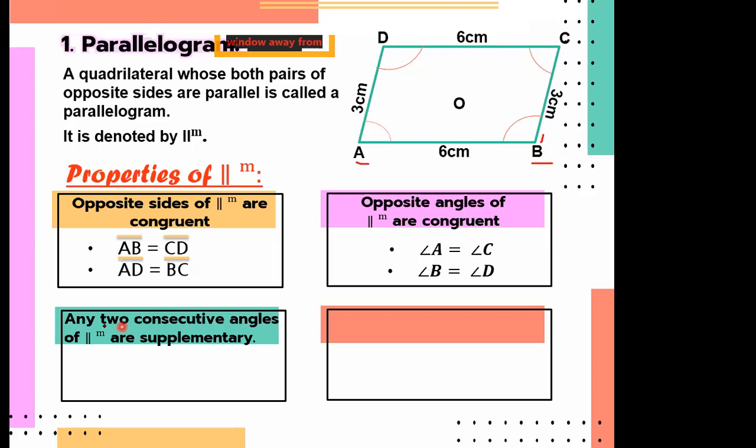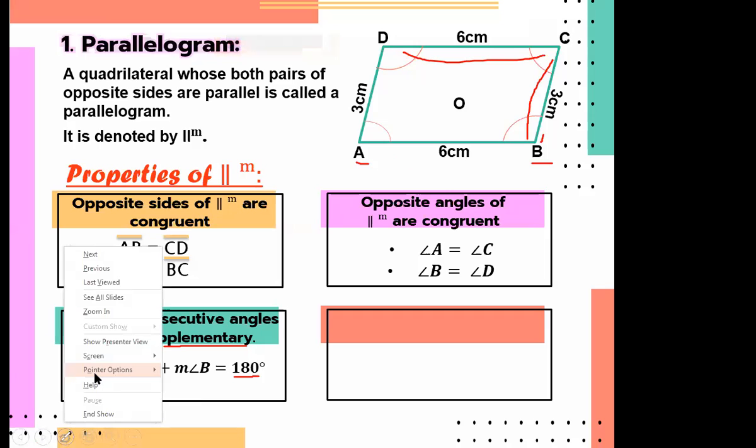If you add any two consecutive angles of a parallelogram, they are supplementary, meaning their sum will be equal to 180 degrees. Just suppose if you add angle A and angle B, the answer must be equal to 180 degrees. Similarly, if you add angle B and angle C, the answer will be 180. Similarly, if you add C and D, the answer will be 180 degrees, that is, supplementary angles. So any two consecutive angles of a parallelogram are supplementary, right?